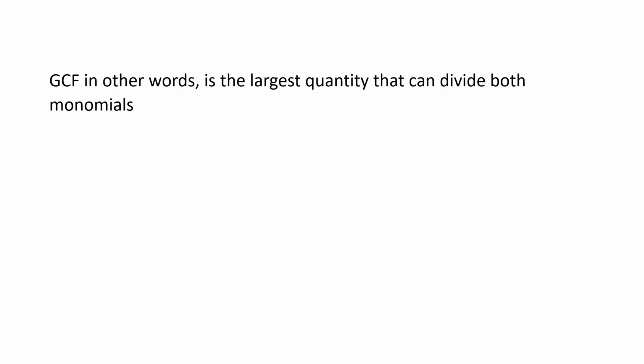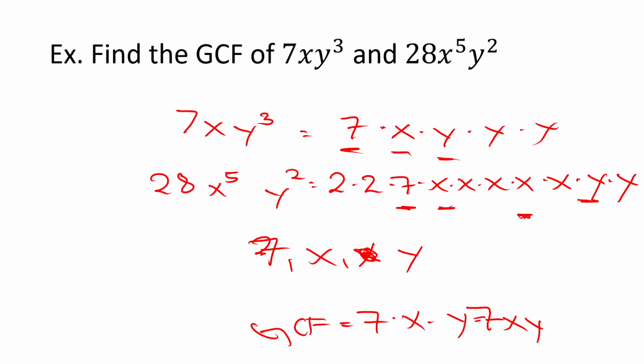Now, here's the main essence of a GCF. GCF, in other words, is the largest quantity that we can find that can divide both monomials. As you can see, 7xy can divide both 7xy to the third and... oh shoot, my bad, there's another y. So it's 2 y's. So it's 7xy times y, which is 7xy squared.